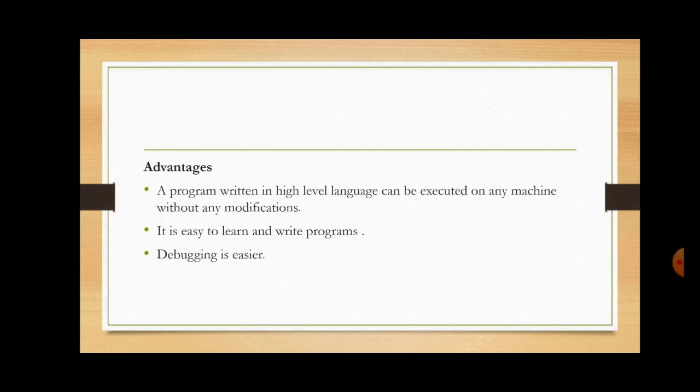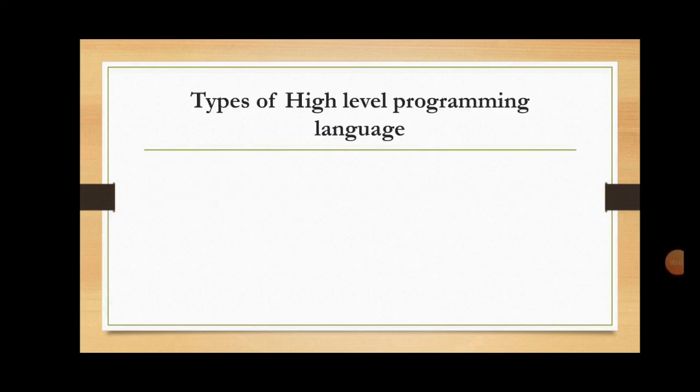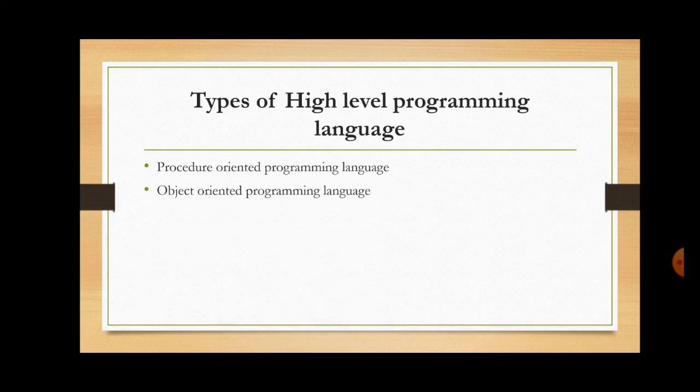The main disadvantage of high-level language is that a program written in high-level language takes more time to run and requires more main memory because of the use of translators. Next, we will discuss the types of high-level programming language. There are many types of high-level programming language. The most popular types are procedure-oriented programming language and object-oriented programming language.